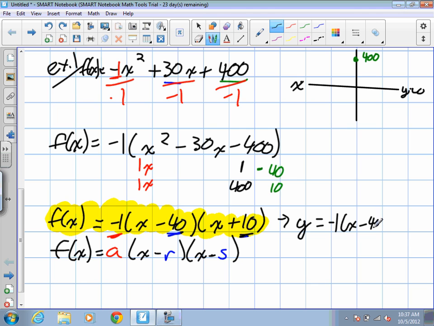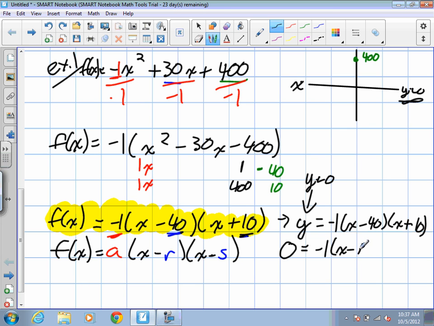Now, like we said, the y value on our x-axis is 0. So what we're going to do is we're going to replace y with the term 0. That way we find our x-intercepts, and that's what we were talking about earlier. So if this is 0 is equal to negative 1, x minus 40, x plus 10.